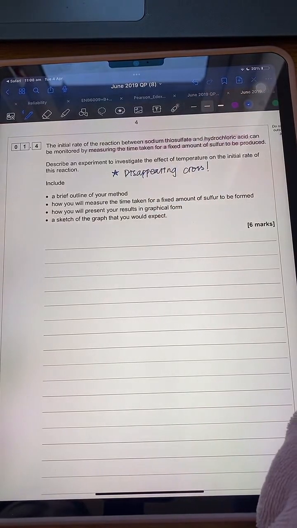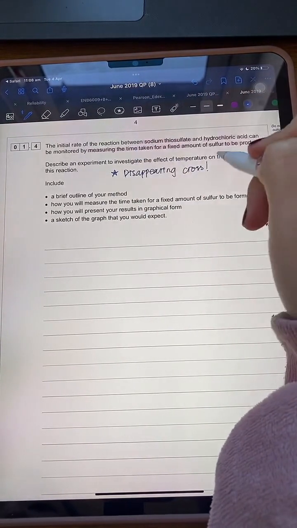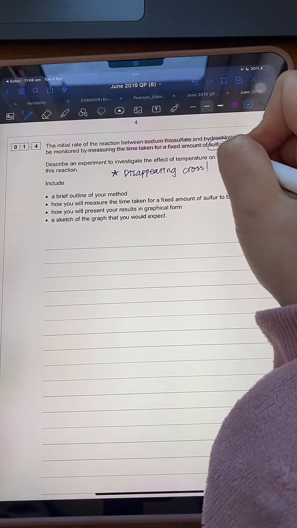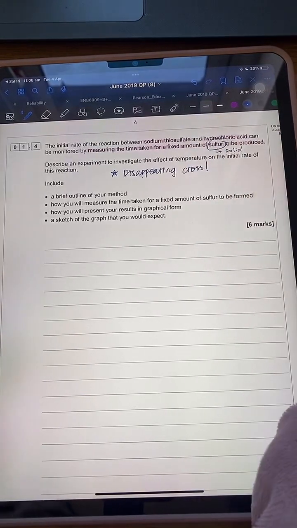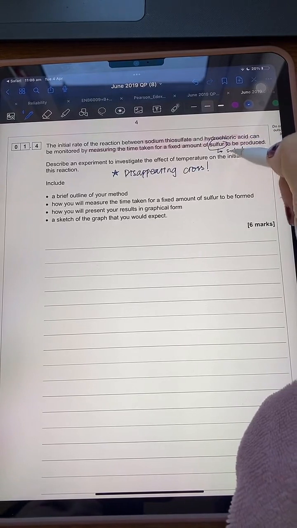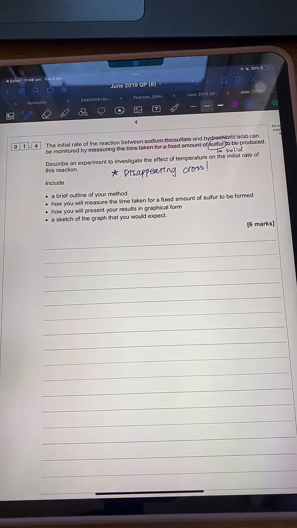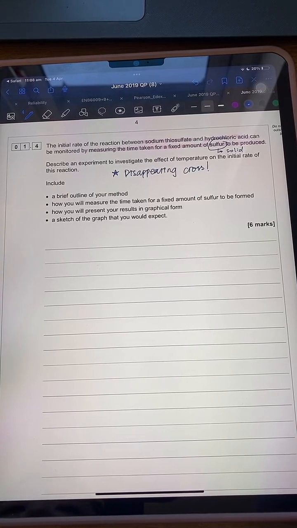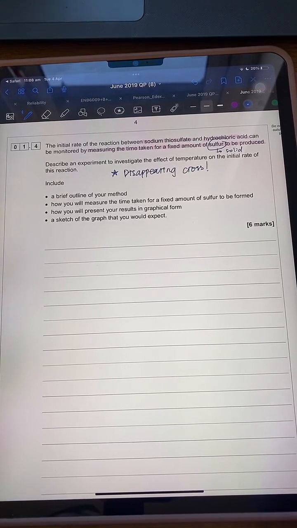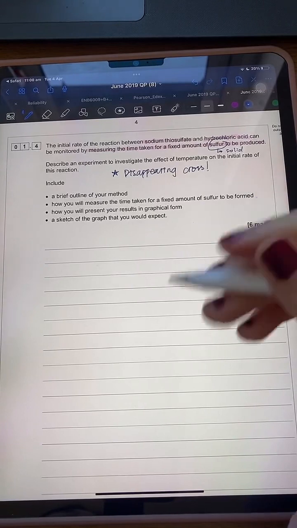And again, we knew that because sulfur is formed as a solid. So when you form a solid, you use the disappearing cross. You can use that, or you can use masses, but it doesn't look like they want us to do that here. So we'll use the disappearing cross. If they produce gases, then you can use a gas syringe or an inverted measuring cylinder. Either one of them is fine.